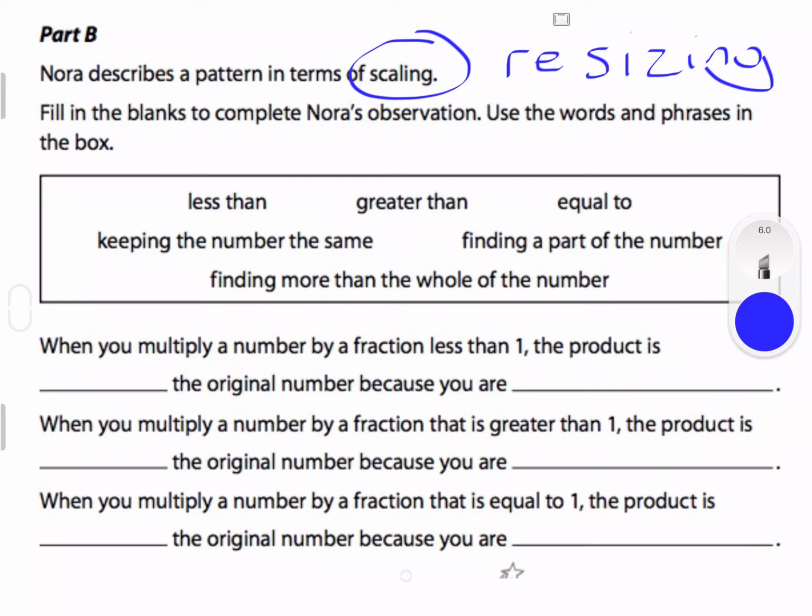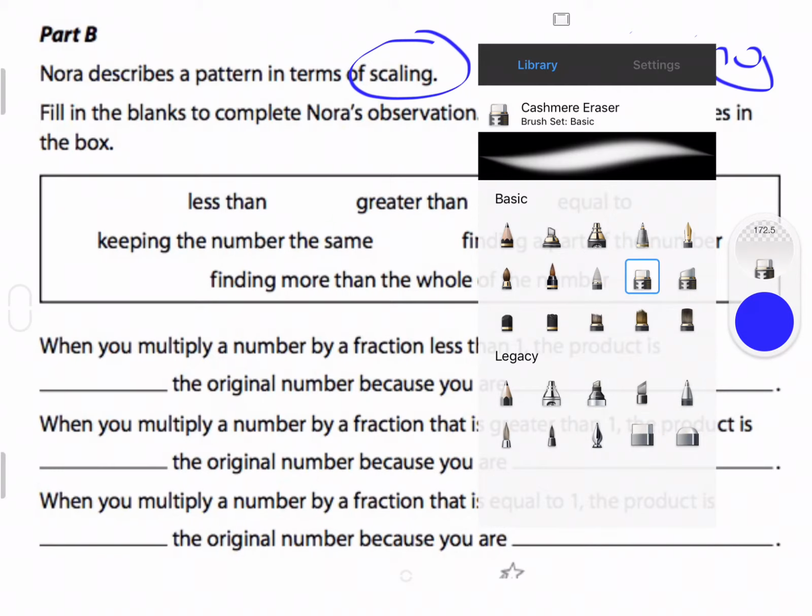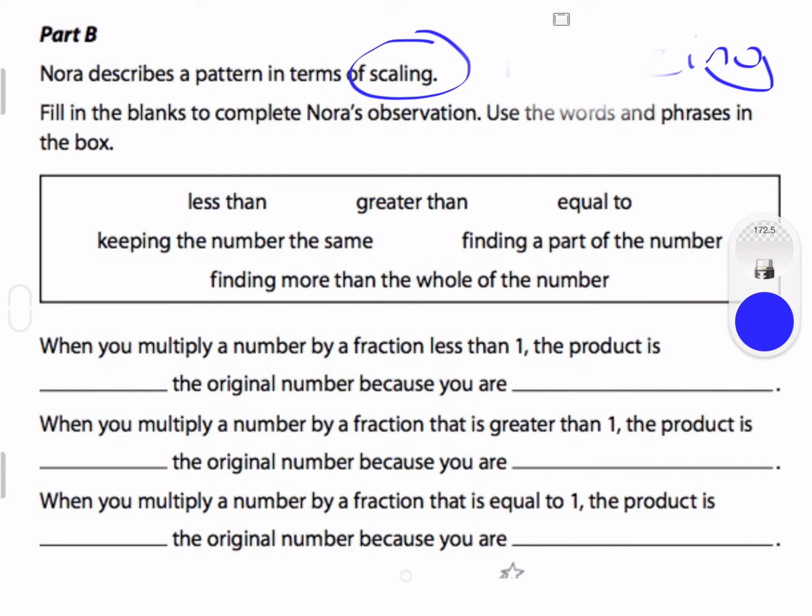This is basically going to check to see that you understand the concept that we've been working on with the rest of the questions, whether or not the answer will be greater than, less than, or equal to the original amount based on the size, the value of the other number you're multiplying it by, the factor. So let's just get at it. When you multiply a number by a fraction less than 1, the product is blank the original number because you are blank.